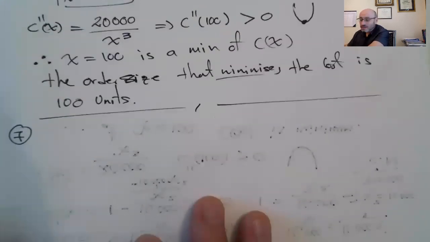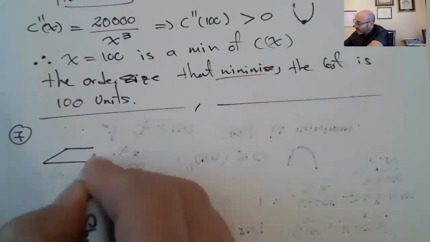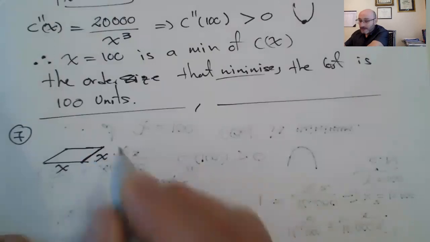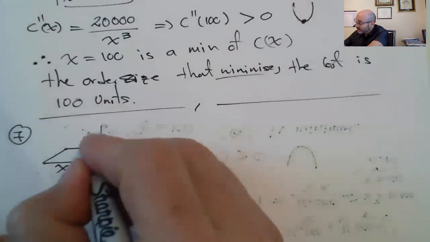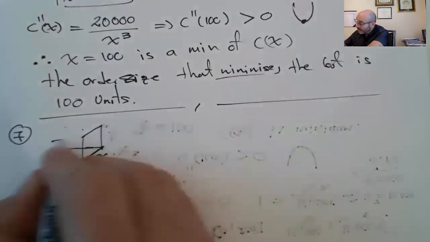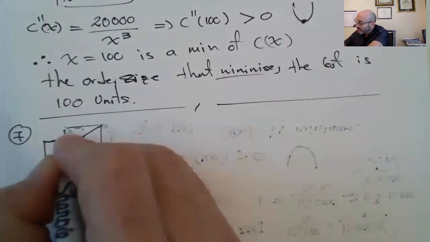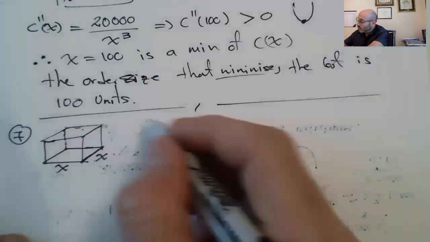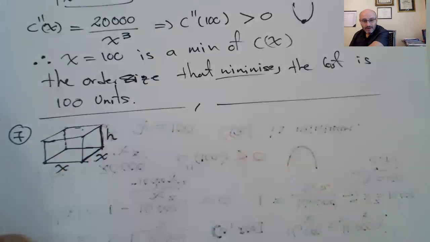So for this one, I'm going to start by doing a little sketch. This is the base of my box. They're telling me that this length and that length are the same because it's a square. And then let me draw the box here. So that's my box, and it's an open box, so there is no top. And we're not given anything with respect to the height of the box. So that's the situation we're given.